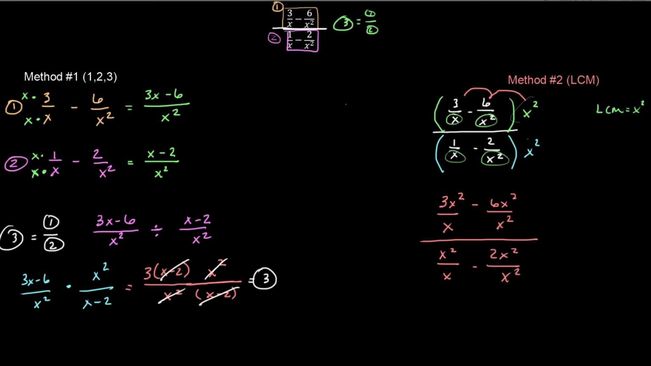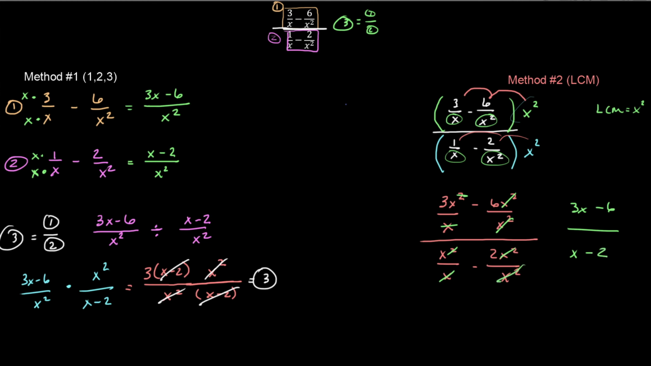And so don't forget, you're distributing this through. Now, here's the big issue. This is a little bit awkward for me to do visually. I usually talk my way through it because things start canceling out. And so I have a 3x squared over x, meaning that one of the x's in the numerator and denominator are going to cancel, leaving me with 3x. I have minus 6x squared over x squared. The x squareds will cancel, leaving me with just minus 6. Divided by. In the large denominator, I have x squared over x. That's going to cancel one of the x's, leaving me with just x. And in the second fraction, I have 2x squared over x squared. That's just simply going to cancel out the x squareds, leaving me with minus 2.